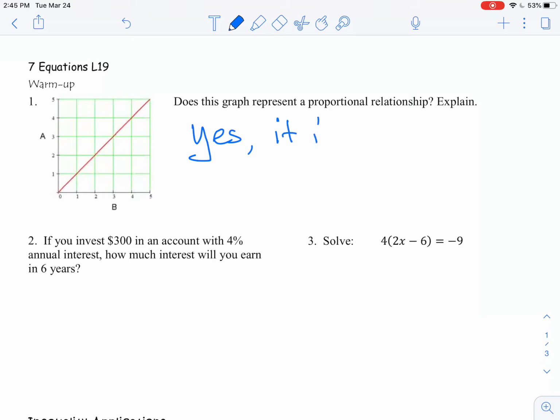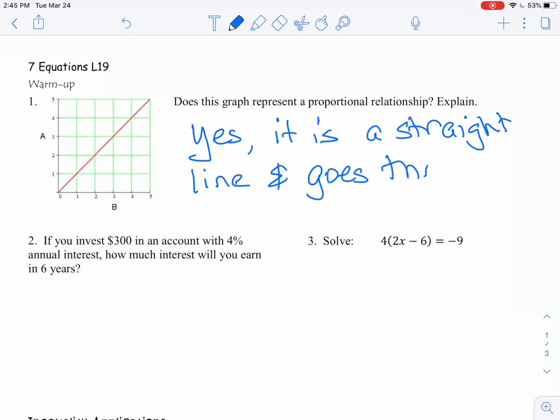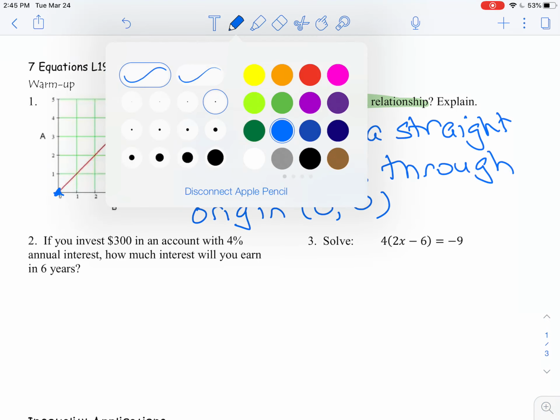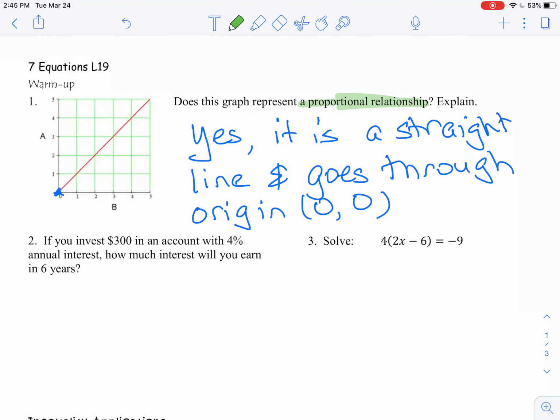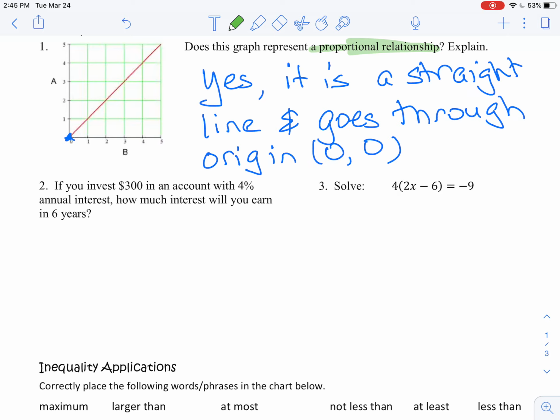Okay, welcome back. Hopefully everyone says yes. And how do we know? Because it's a straight line. And, yep, it goes through the origin. Any graph that's a straight line that goes through the origin, you know that that's going to be a proportional relationship. That's wording that you should know.